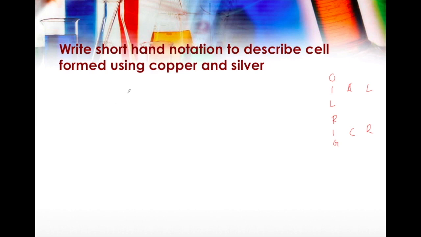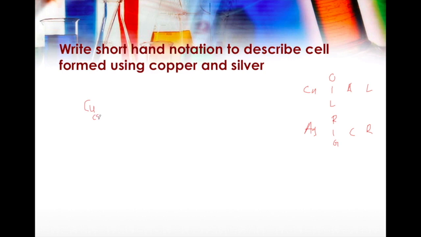Okay, so copper and silver. We know that copper is going to be the oxidant. It's obviously the anode, so in this case copper is going to be the anode and silver is going to be my cathode, which means on the right. So very easy. We're going to start with copper, always at the terminals.